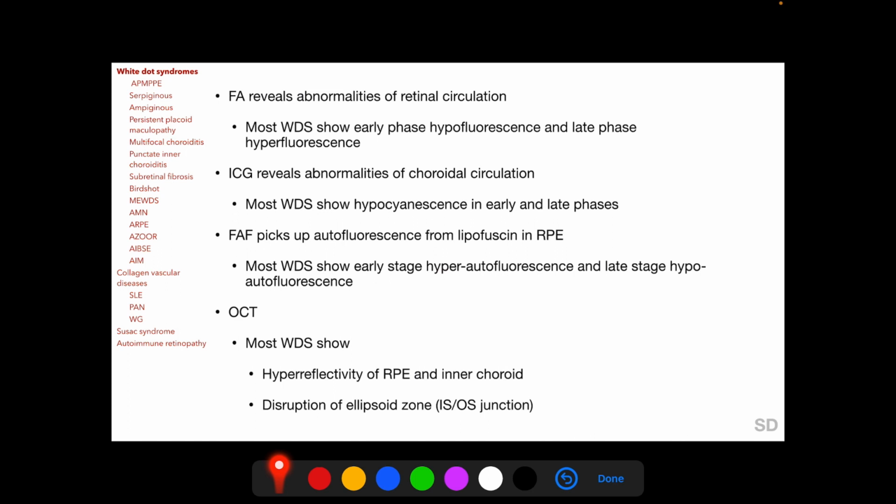On OCT, most white dot syndromes show hyperreflectivity of RPE and inner choroid and disruption of the ellipsoid zone. The ellipsoid zone is the junction of the inner segment and the outer segment of the rods and the cones, and appears as a very thin line just anterior to the retinal pigment epithelium.